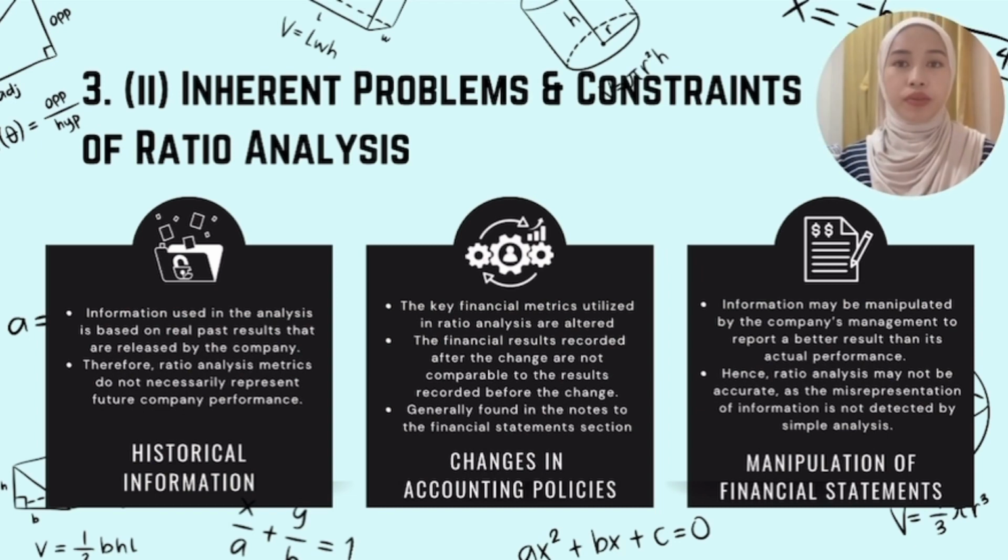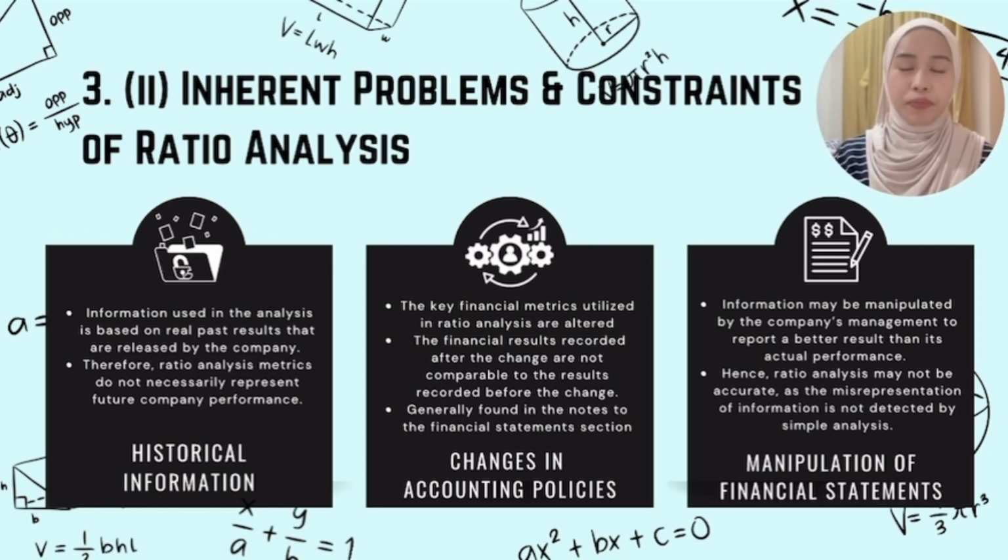Furthermore, an inherent problem of ratio analysis arises if the company has changed its accounting policies and procedures. This may significantly affect financial reporting. In this case, the key financial metrics utilized in ratio analysis are altered, and the financial results recorded after the change are not comparable to the results recorded before the change. For instance, XYZ company may use the FIFO, first in first out, method for inventory valuation, while another uses LIFO, last in first out, method, leading to variations in their financial ratios.